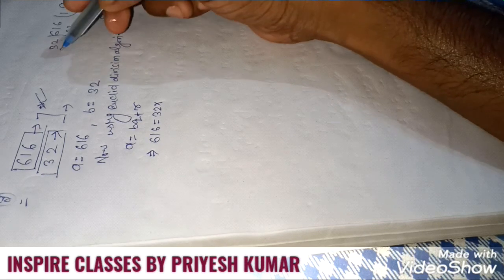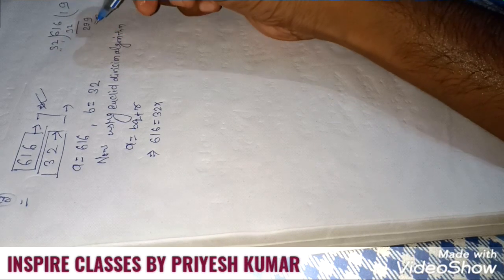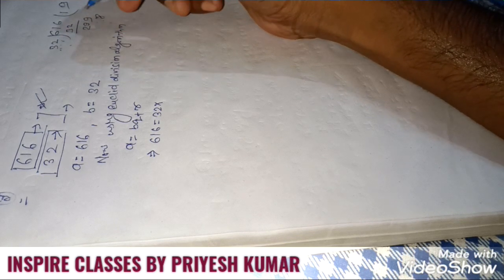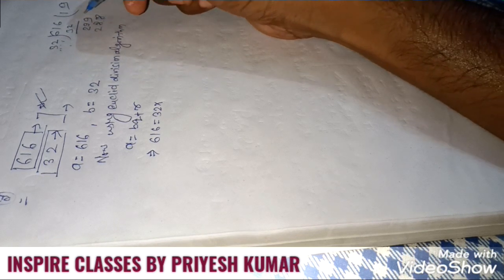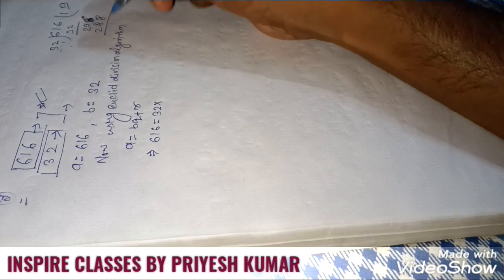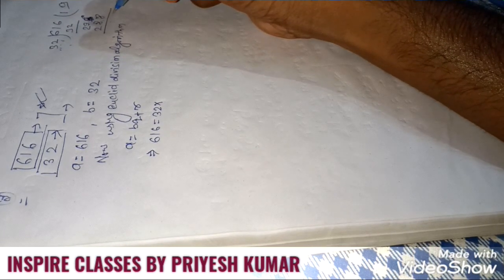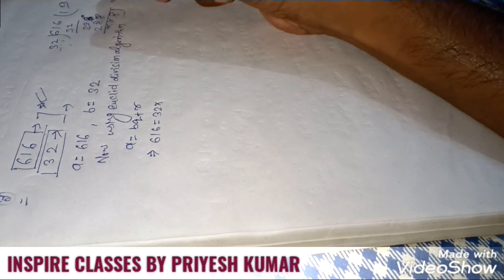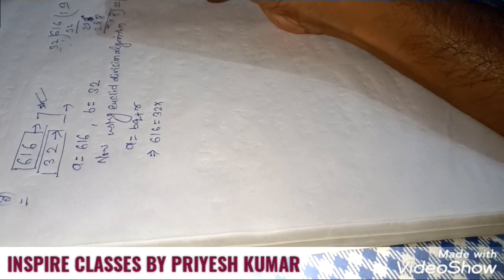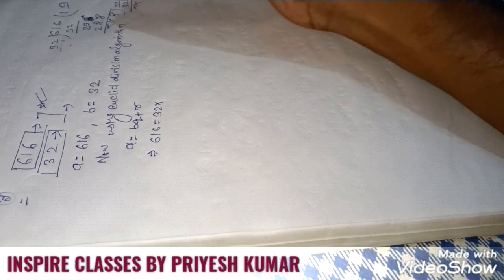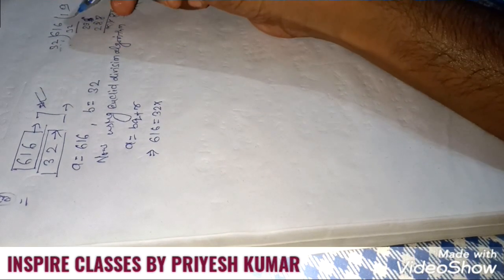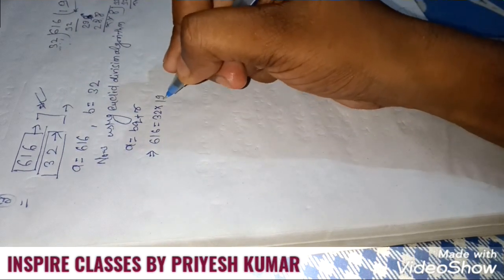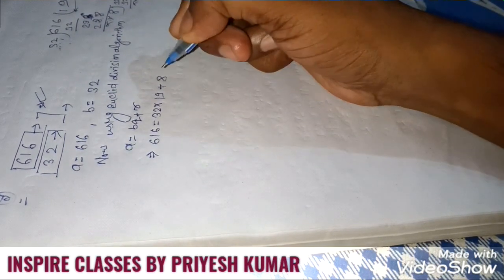Nine 2 is 18, 9 3 is 27, or 128. And you will subtract, this will be 8 and this will be cancelled out, or you will divide 32 by 8. 8 4 is 32. Now we will put the value of remainder and quotient in this question. 32 into 19 plus the remainder will be 8.